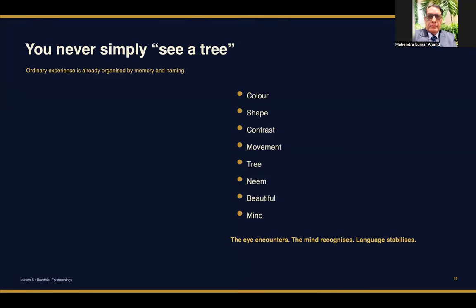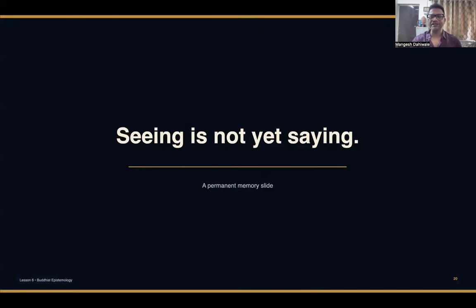Okay. So you never simply see a tree. Ordinary experience is already organized by memory and naming, like this we have seen, and then we have seen that seeing is not saying. A permanent memory set, you have to bear this in mind, because this is going to help us a lot, because a lot of our naming process is problematic. The reality is something else, but we run the show in our mind so much, creating such a story around it, that we lose contact with the reality.